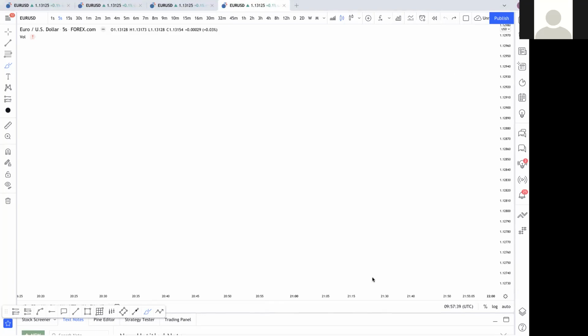All right. So, entries. We start with a bit of entry theory. The reason I always say entry should be the easy part is because everything else should be in line. Everything else should be like, okay, this is in my favor, this is in my favor, this is in my favor, click the button.